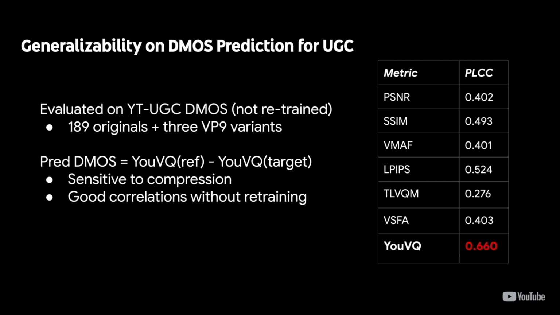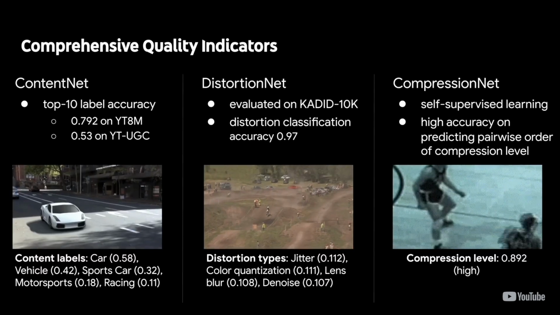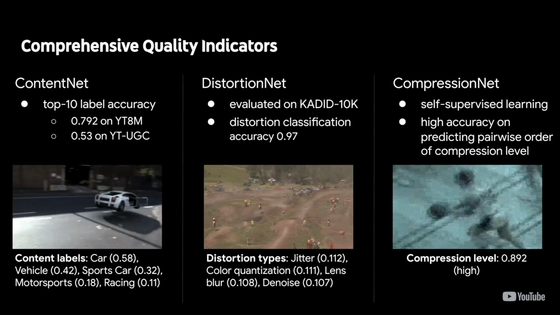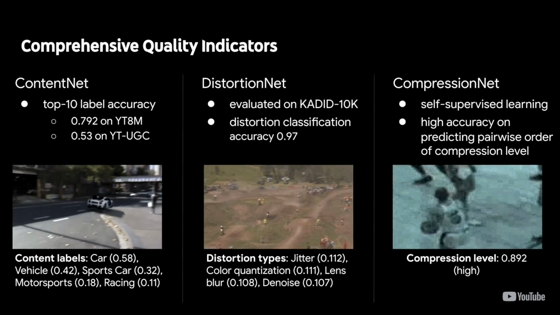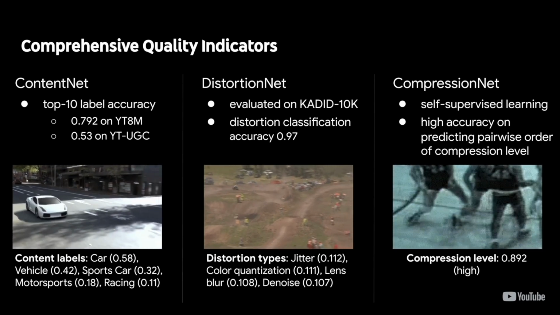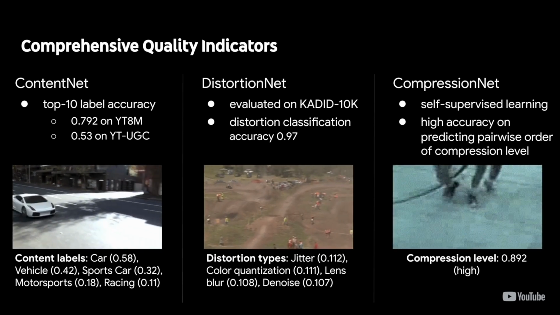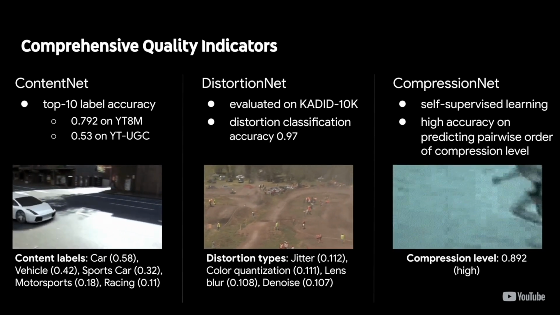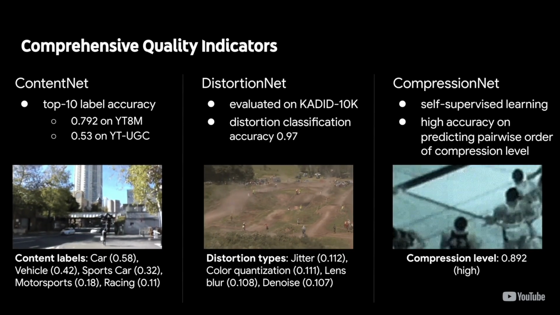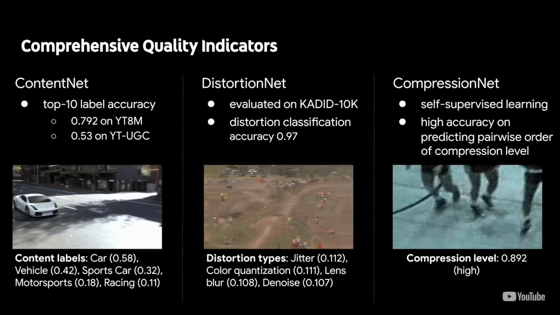Besides a single score, YouVQ can also help us reason through quality assessment. Thanks to the comprehensive subnetworks, YouVQ can provide high-level quality indicators to help people understand the quality issue. As we can see here, all three subnetworks provide reasonable accuracy. For example, the distortion net is evaluated on the CADID 10K dataset with a distortion classification accuracy of 0.97. This subnetwork outputs the major distortion types detected from the video, along with their probabilities.